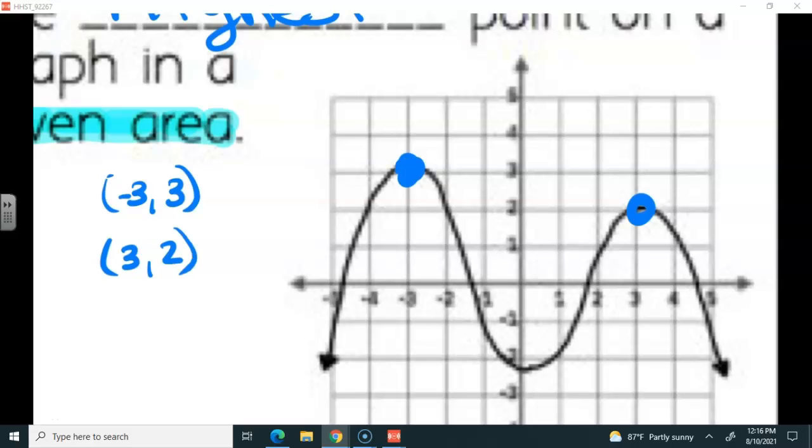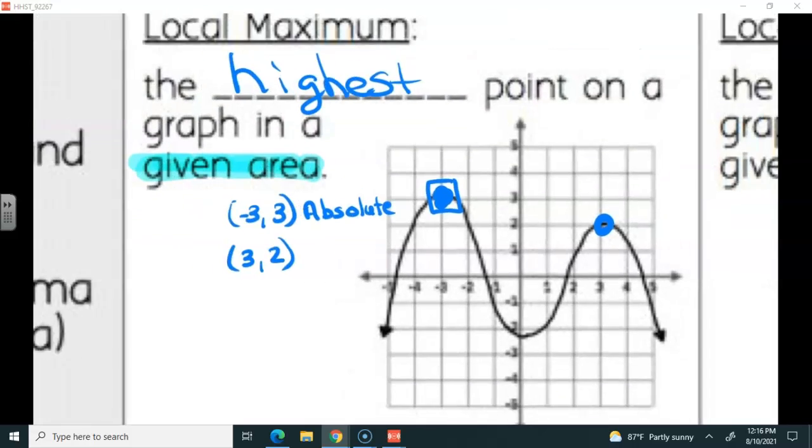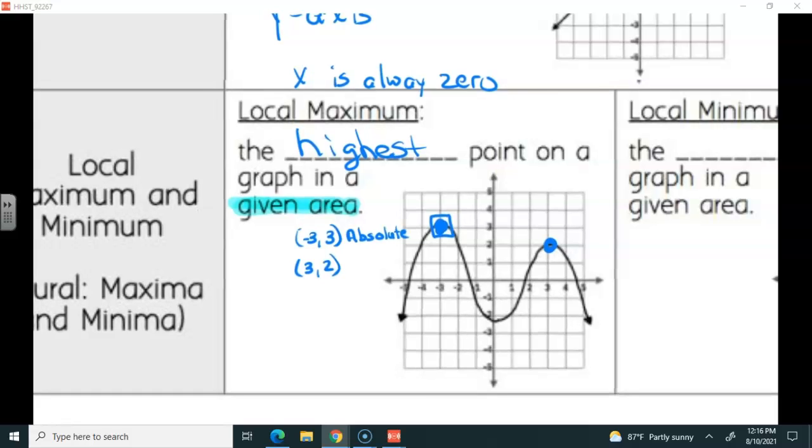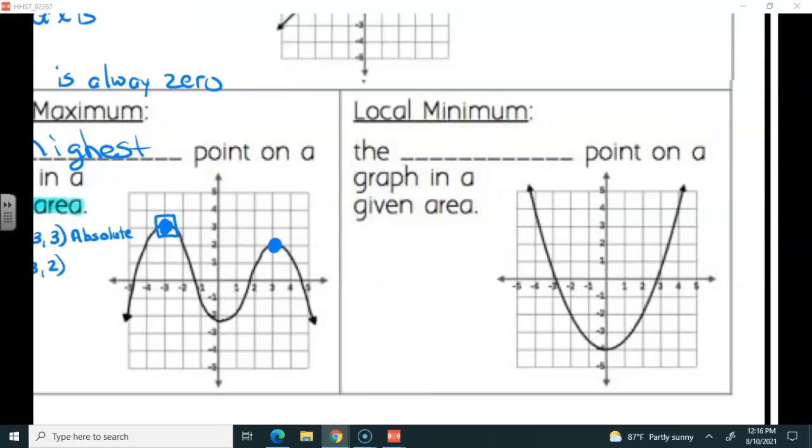Now this one right here is the absolute highest point the graph goes on. So we can call that an absolute maximum. Okay, so you can have more than one maximum and you can have an absolute. Now, this one here is called a local, but you don't have to label it as a local. Okay, so a minimum is the lowest point on a graph in a given area. So in this case, there's only one. You can have more than one though, and it's 0, -4, and it is the absolute lowest point on this graph.